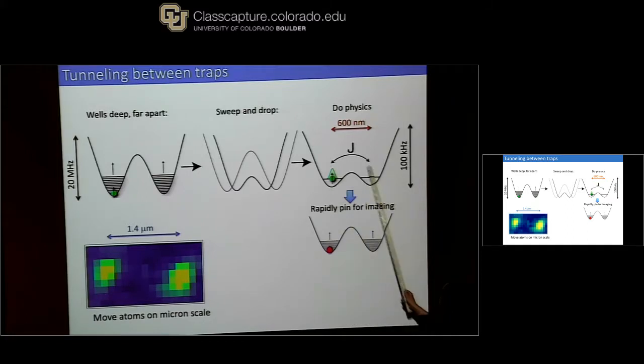And then we might have the atoms tunnel between the traps, and then when we image, we always pin the atoms on the site at whatever point we want. In any iteration of the experiment, we start with them far apart like this, and then this is sort of a movie showing how they go together and come back out again.